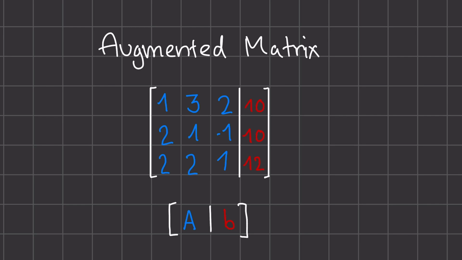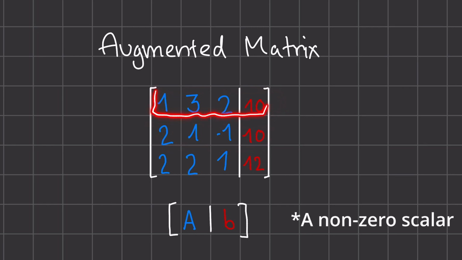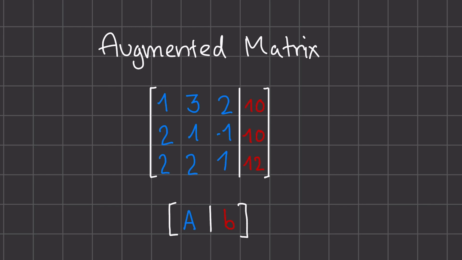Now in this augmented matrix, we can apply the same operators as before. We can swap two equations, which would be represented by swapping two rows, for example these here. We can multiply one equation by a scalar, so for example multiplying this entire row by the same number. And we can add rows to each other, so this row, for example, and this row, and it would be equal to adding two equations.